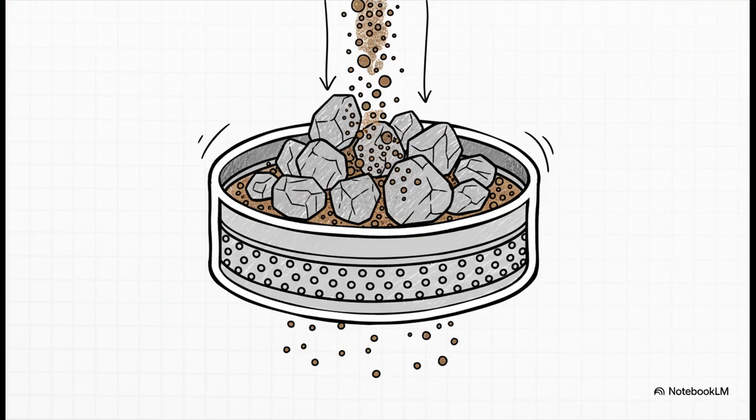It all comes down to size. The little sand particles are small enough to slip right through the holes in the sieve. But the stones? Nope, they're just way too big. That's really the entire concept. Just hang on to that idea, that size matters, because it's going to explain everything else.